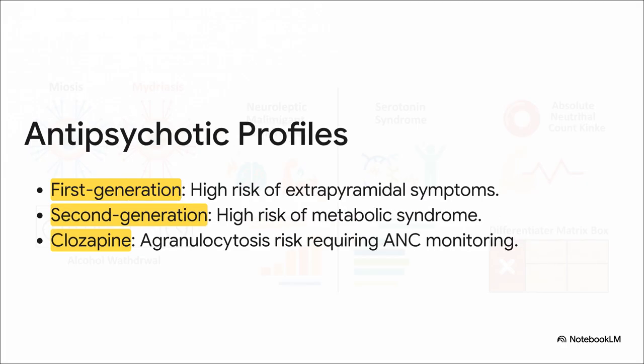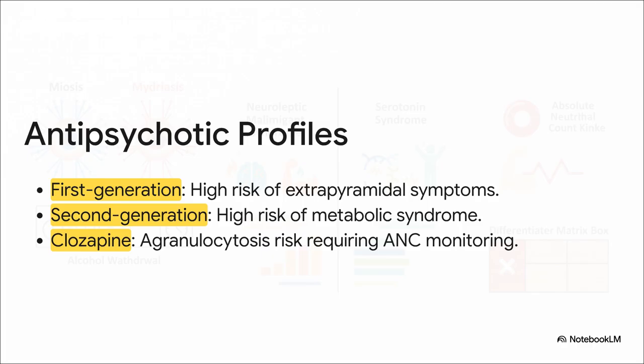And here is the classic antipsychotic divide. First-generation antipsychotics carry a massive risk of extrapyramidal symptoms, or EPS. Second-generation drugs, they lean heavily toward causing metabolic syndrome. But I really want you to focus on clozapine, right down there at the bottom. It is strictly reserved for treatment-resistant schizophrenia, and for very good reason.